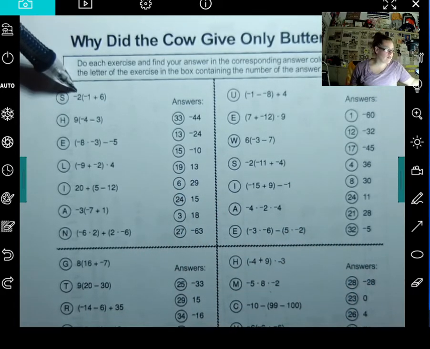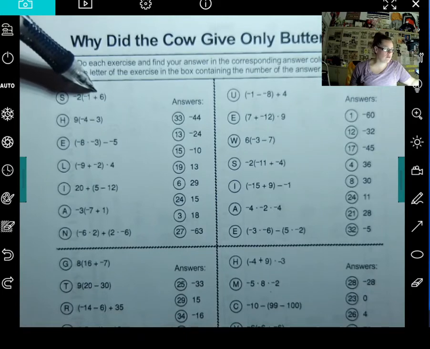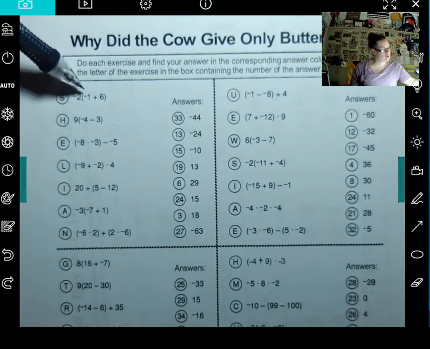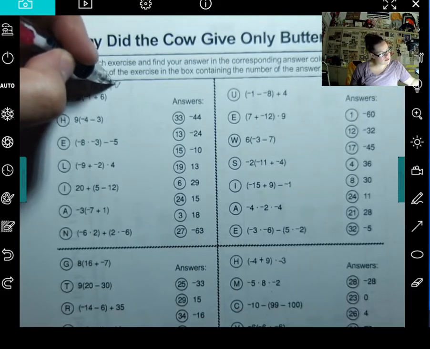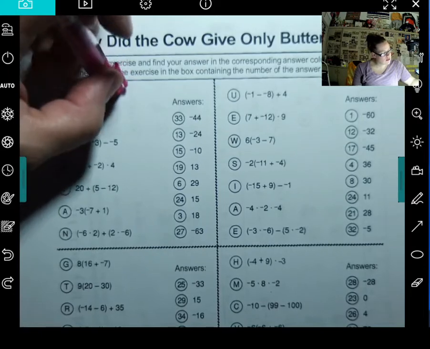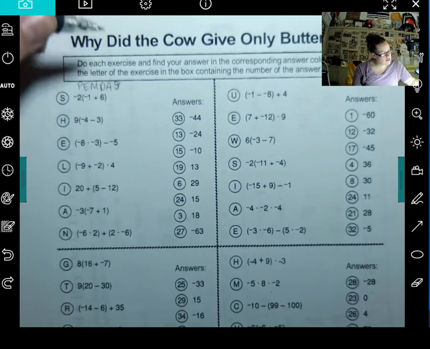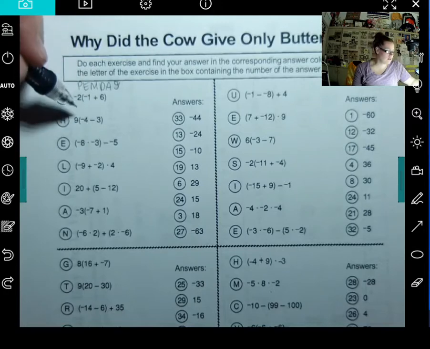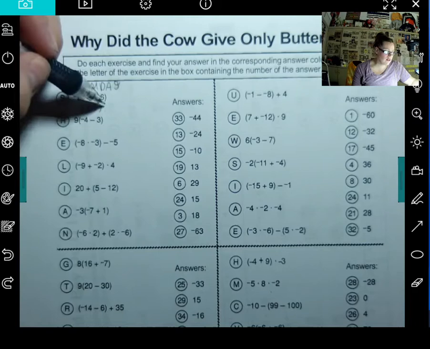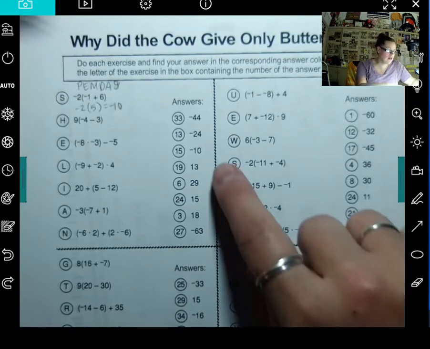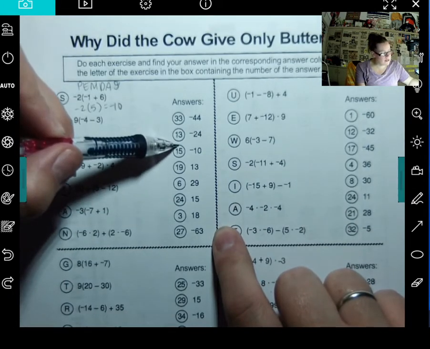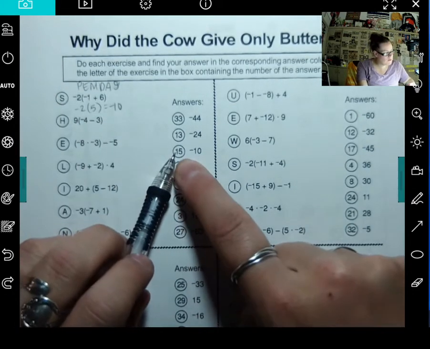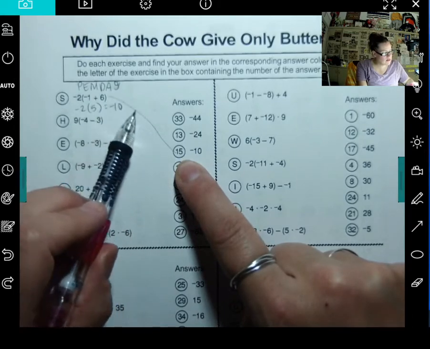So -2 times the quantity of -1 plus 6. We remember PEMDAS, we do the parentheses first. And we end up with -1 plus 6, which is 5. So -2 times 5, and we get an answer of -10. So now we want to find -10 over here in our list of answers. So -10 matches 15. So those two go together.